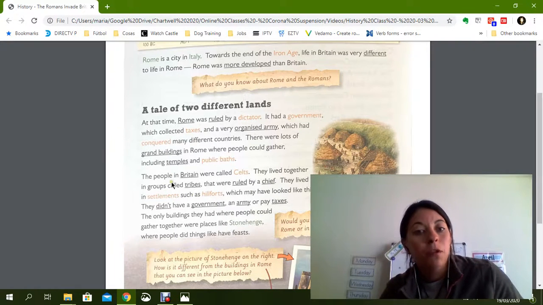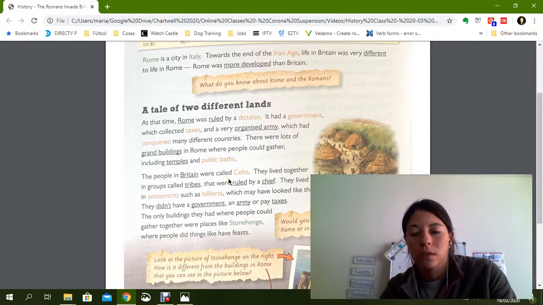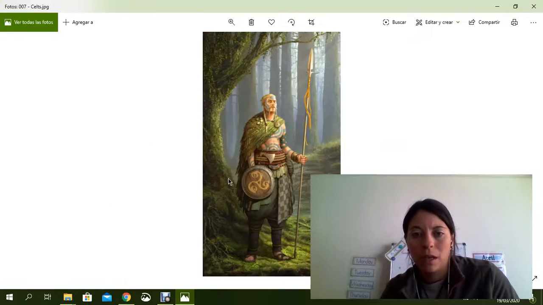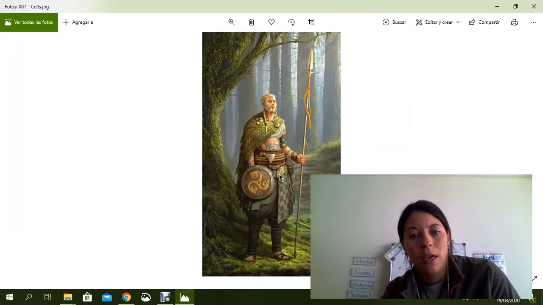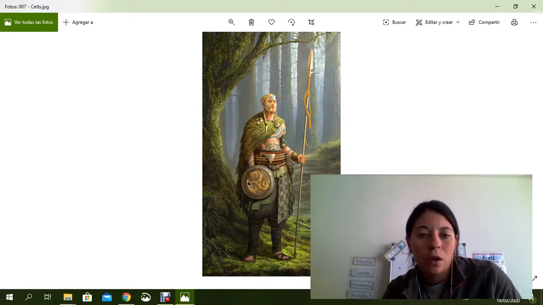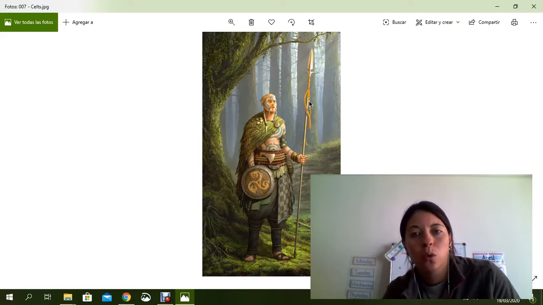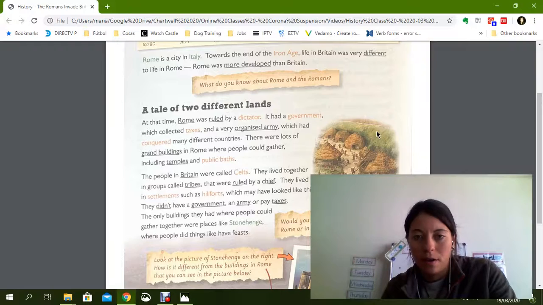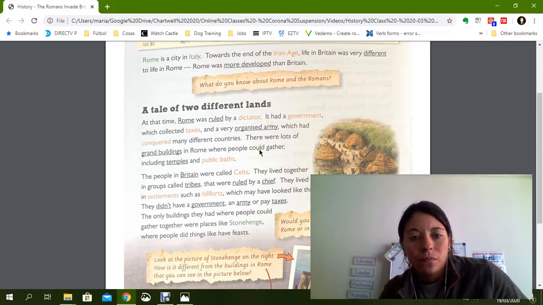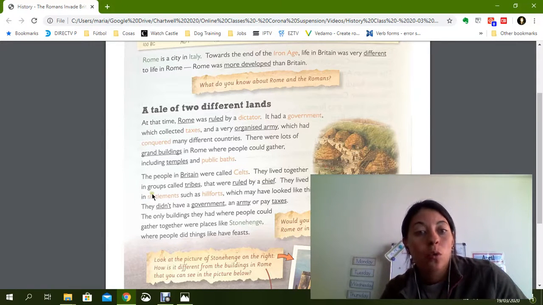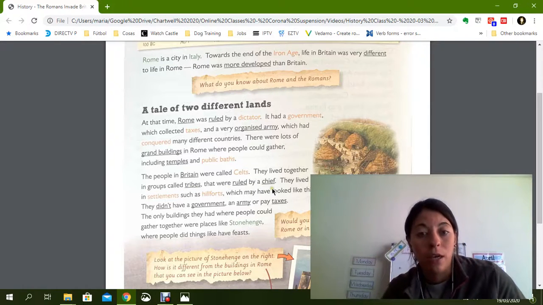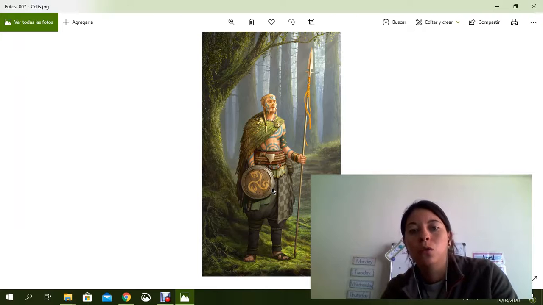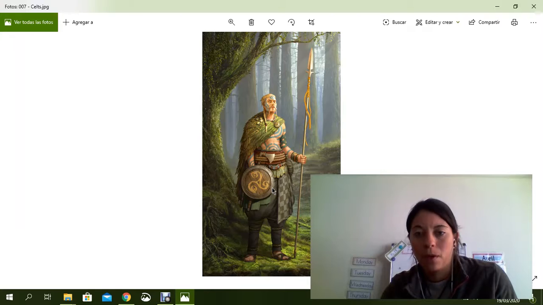Now, the people in Britain, they were called Celts. Now, Celt is something like this. It's a person. They had different clothes, as you can see. You see that their armor and their tools were made of iron, all right? Now, they lived together in groups called tribes, and they were ruled by a chief. Now, a chief was the most powerful man in that group, in that tribe, okay?